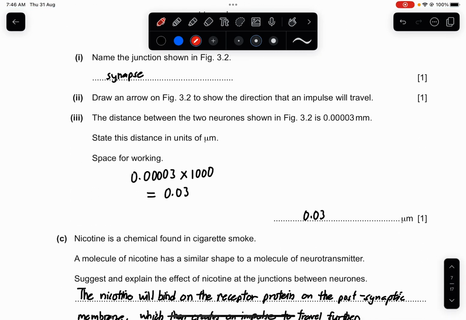Part 3. The distance between 2 neurons shown in figure 3.2 is 0.00003 millimeter. State the distance in units of micrometer. Space for working. So times by 1000, because 1 mm equals 1000 micrometer. So the answer is 0.03.